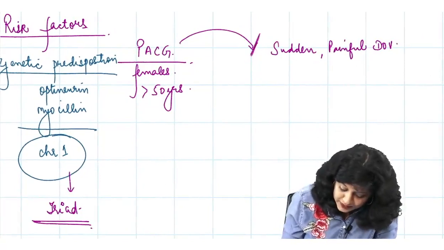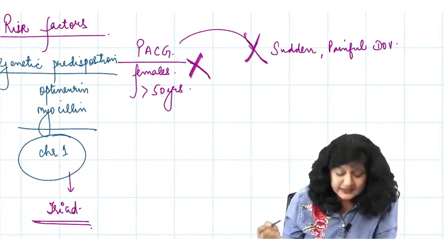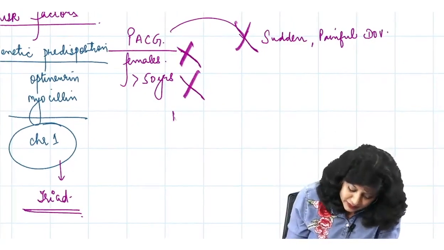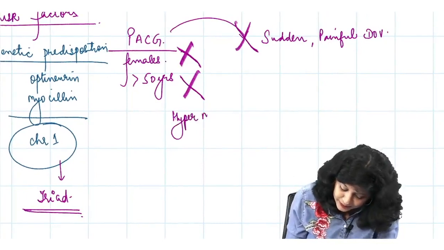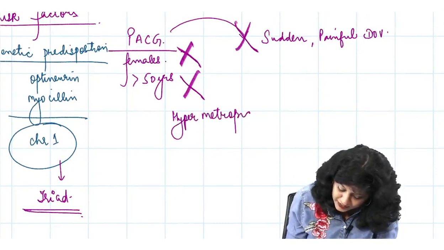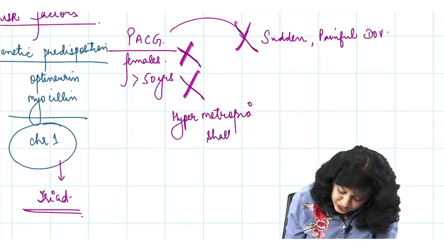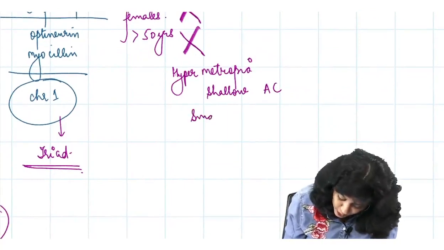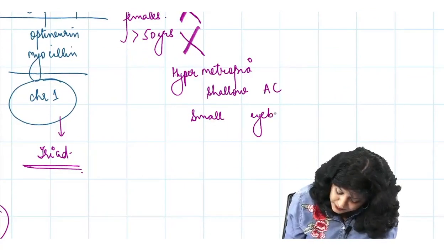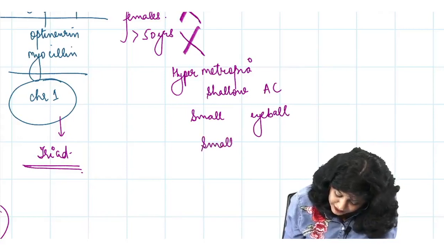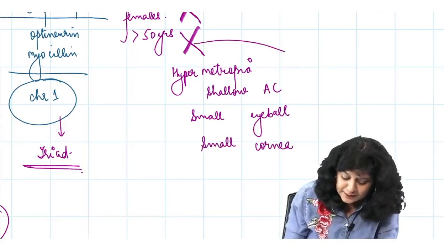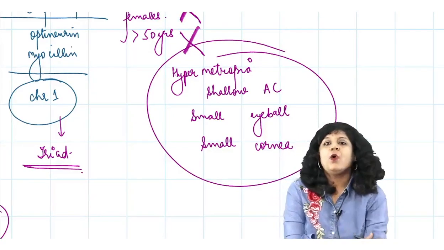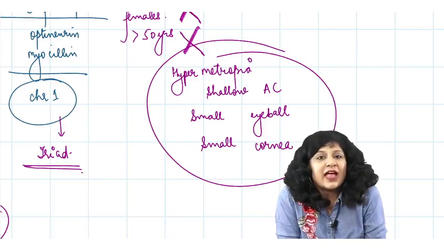This is more common, which is not there. Then it is more common in females, that is not there. Around 50 years of age, that is also not there. Then it is more common in those people who are having hypermetropia, hypermetropes, having a shallow anterior chamber, or those who have small eyeballs, or a small cornea. So all those people who have some predisposition towards a shallow anterior chamber or hypermetropia are more likely to get angle closure glaucoma.